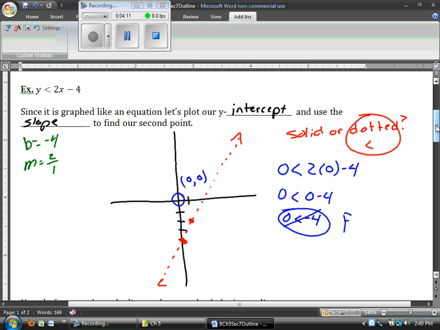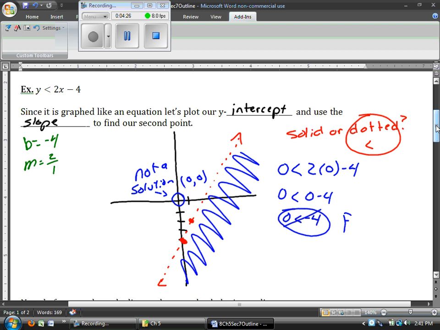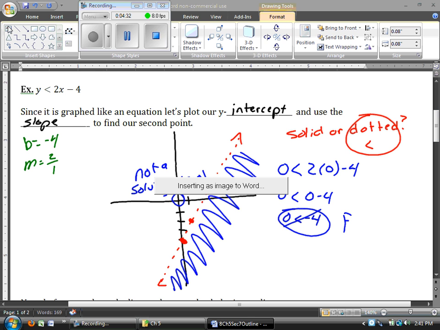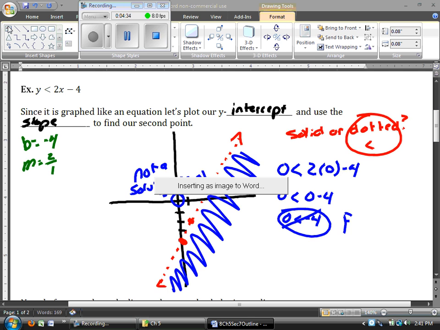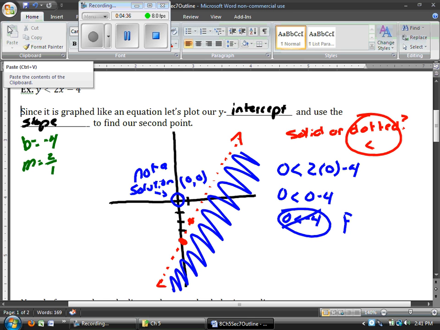So what I do is, since 0, 0 is not a solution, I'm going to shade on the other side. 0, 0 is not a solution, so I shade on the opposite side. If 0, 0 had been a solution, I would shade on the side that 0, 0 was on. Okay? I hope that makes sense.